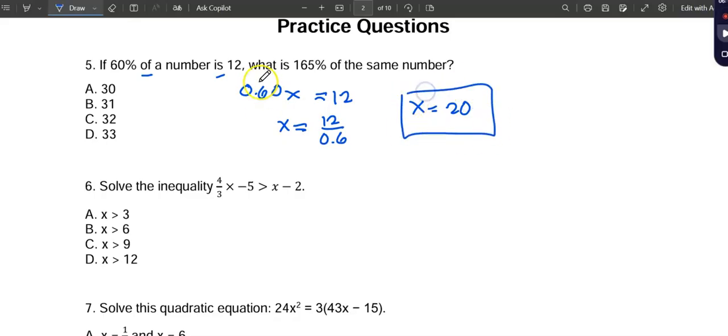But we are not yet done. The second part of the question says, what is 165% of the same number? So remember, when we say 165%, this is just equal to 1.65. So what you're going to do is simply multiply the 20 by 1.65. Alright? And then you should be getting 33. So letter D will be our answer.